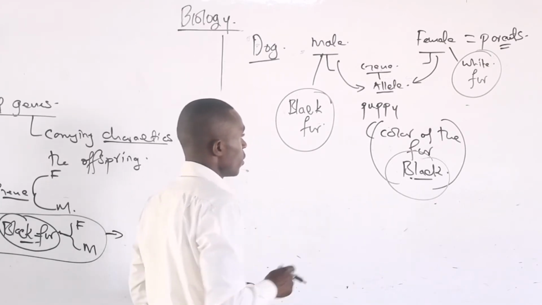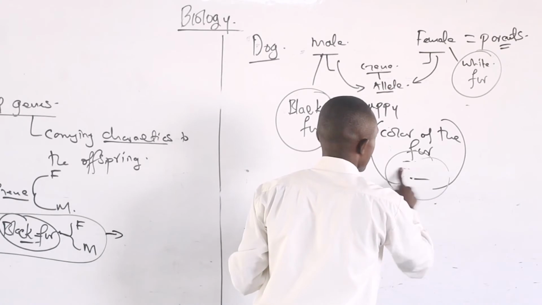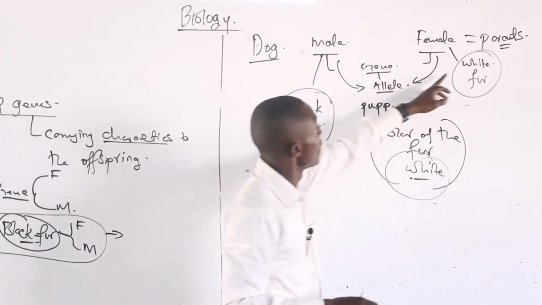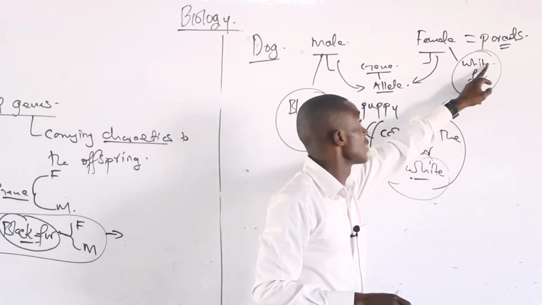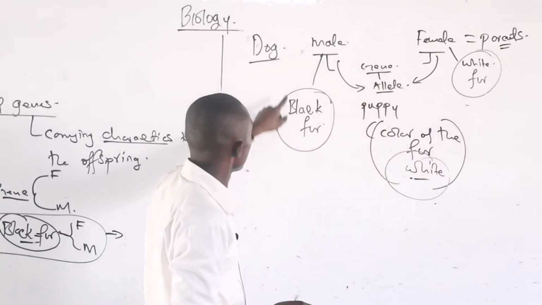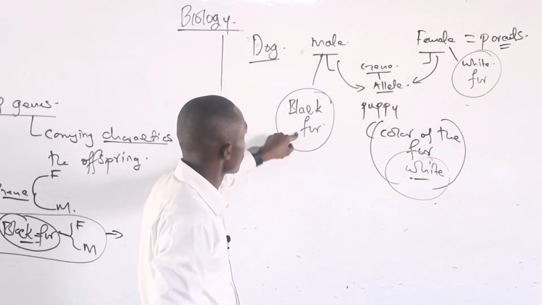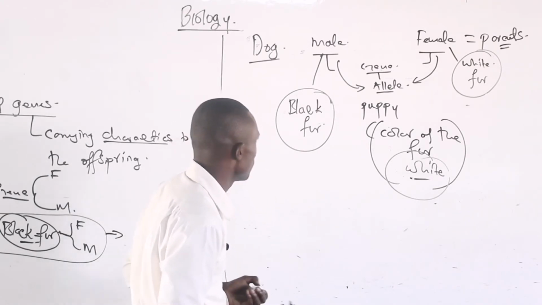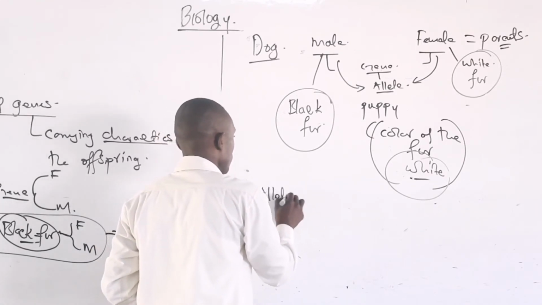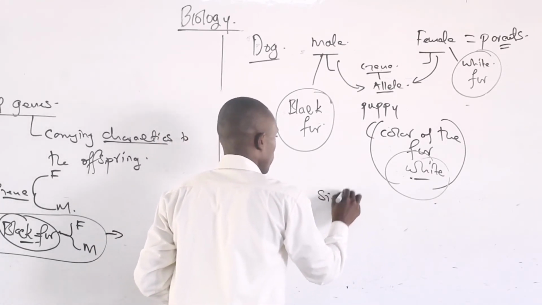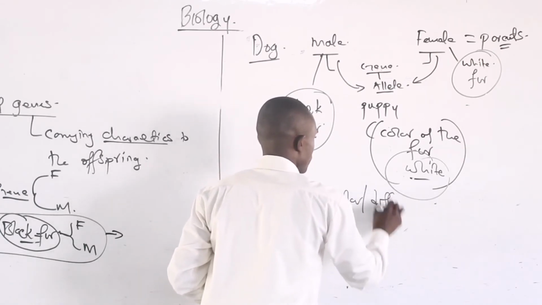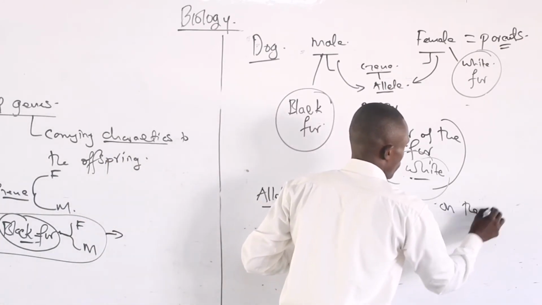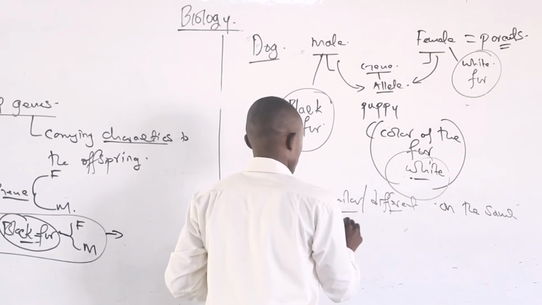Let's say, for instance, now we have a puppy which is white. The fur is white. What will I tell you? That the allele for white color of the fur was dominant over the allele for black color of the fur in the puppy. So it tells you simply this: that alleles can be similar or different on the same chromosome.